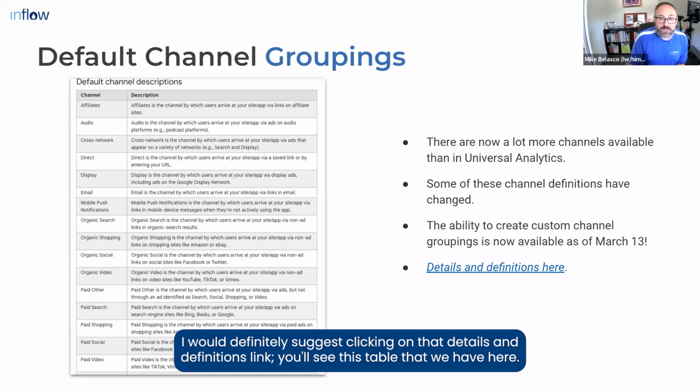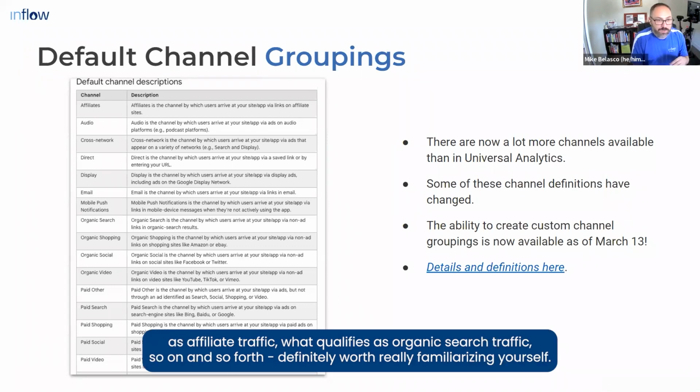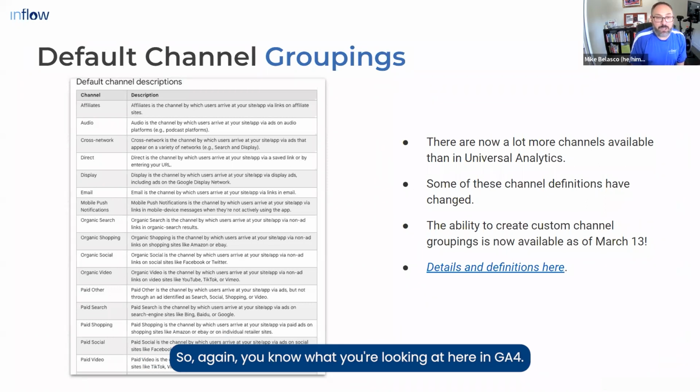I would definitely suggest clicking on that details and definitions link. You'll see this table that we have here, but also Google really gets into the specifics of what qualifies, for example, as affiliate traffic, what qualifies as organic search traffic, so on and so forth. Definitely worth really familiarizing yourself. So again, you know what you're looking at here in GA4.